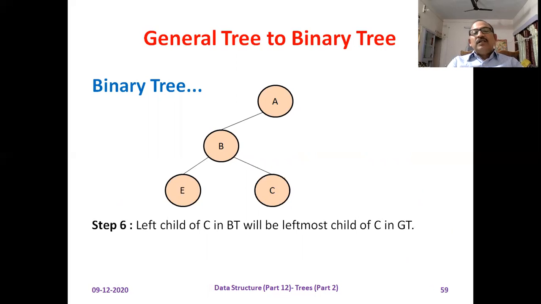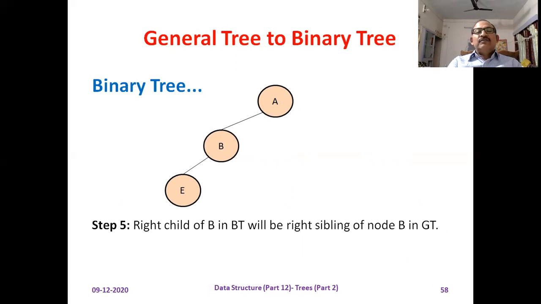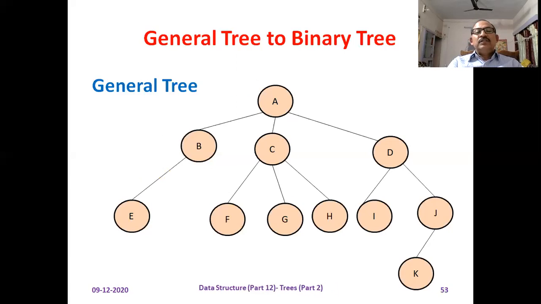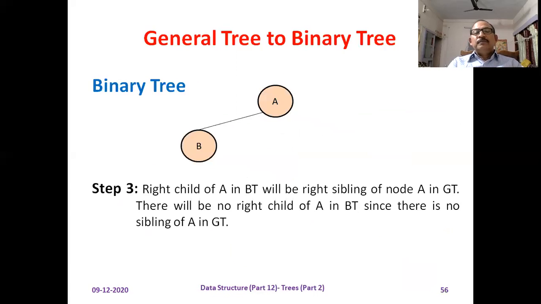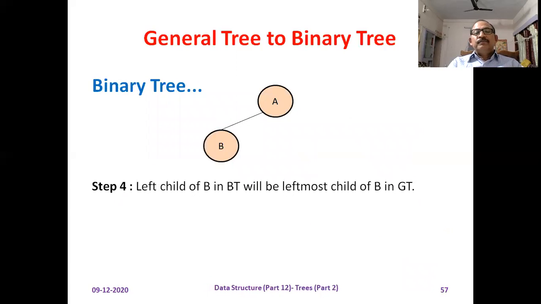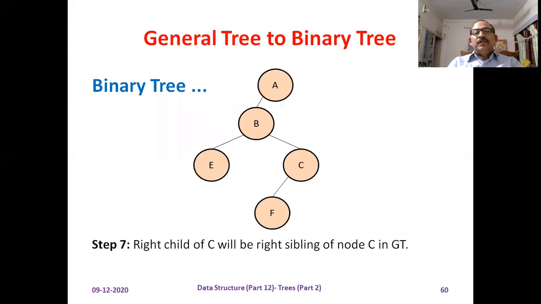Next step, left child of C. What will be the left child of C? It will be the leftmost child of C in the general tree. Let us find the leftmost child of C in the general tree. You can say F. So now F becomes the left child of C. Left child of C is F.